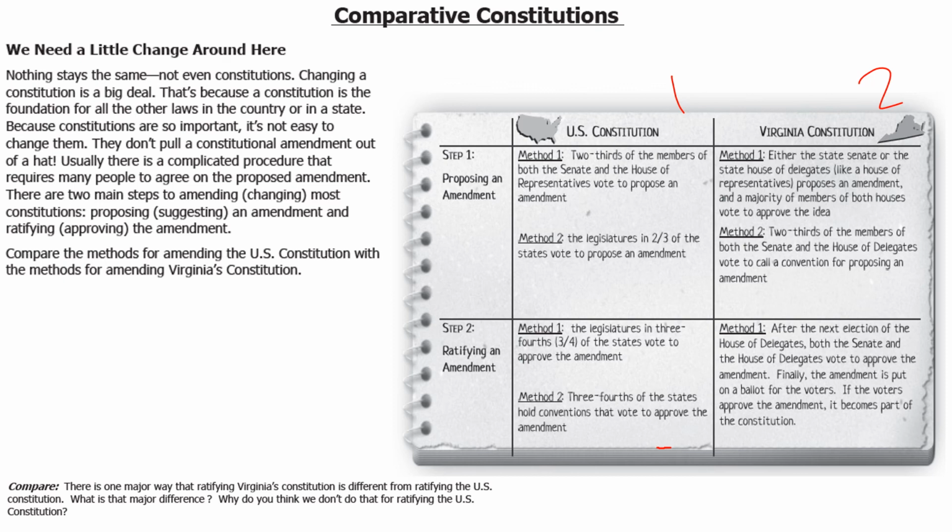Last thing that we're going to do before we take our quiz, compare. There is one major way that ratifying Virginia's Constitution is different than ratifying the U.S. Constitution. What's the major difference? Why do you think we don't do that for ratifying the U.S. Constitution? So to find your answer for that, it is going to be right in that box. So look for the difference between what the Virginia Constitution says and what the United States Constitution says.